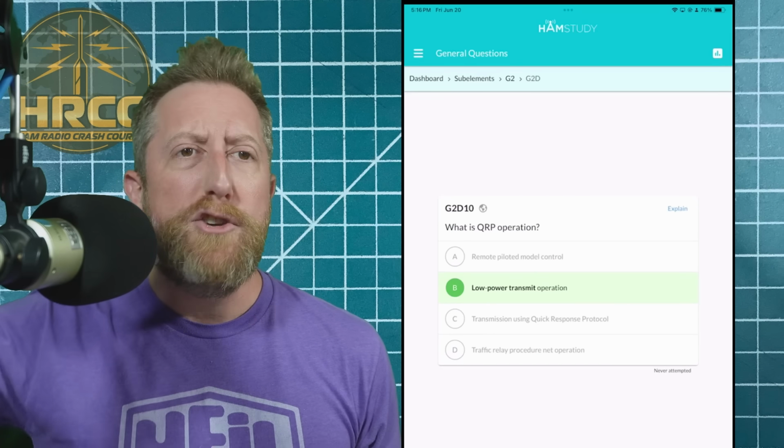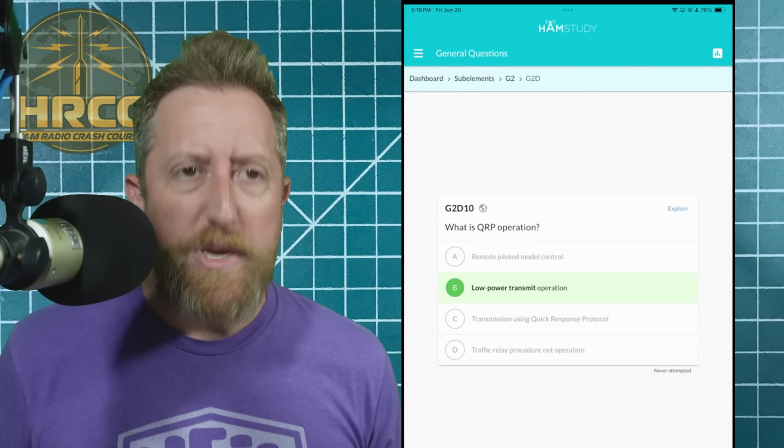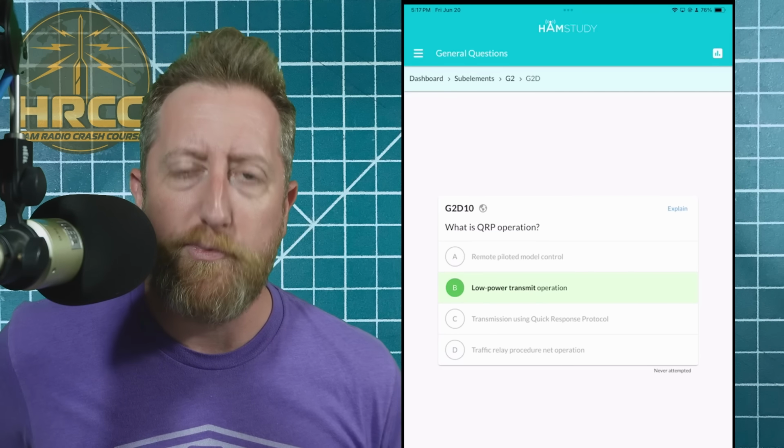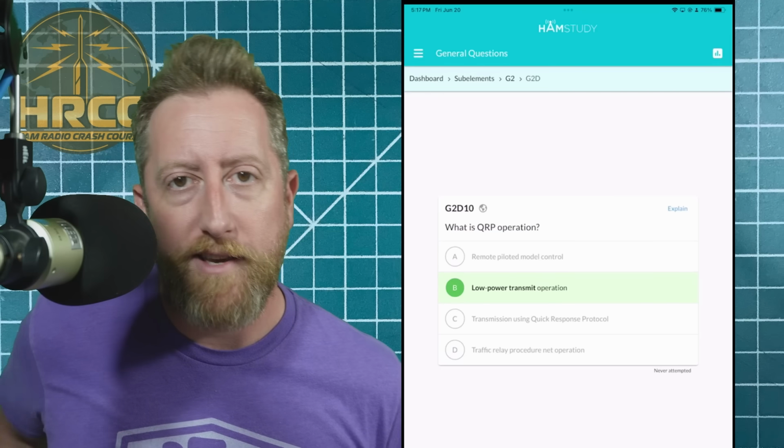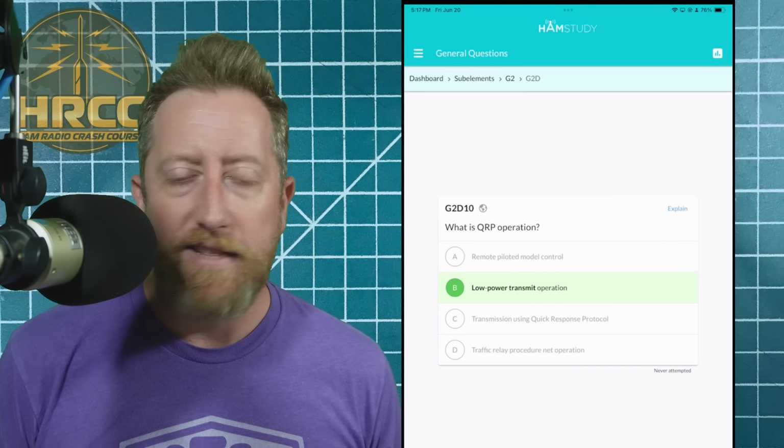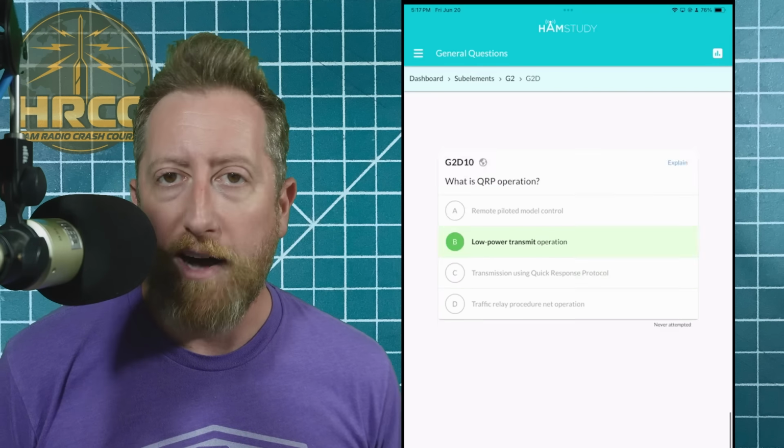10. What is QRP operation? It's B, low power transmit operation. Some of my favorite operating is QRP. There's nothing better than making really long distance contacts on 5 watts or less. Amazing.